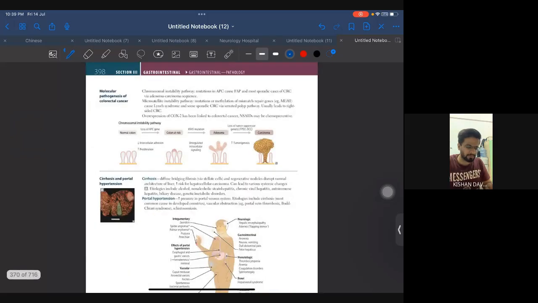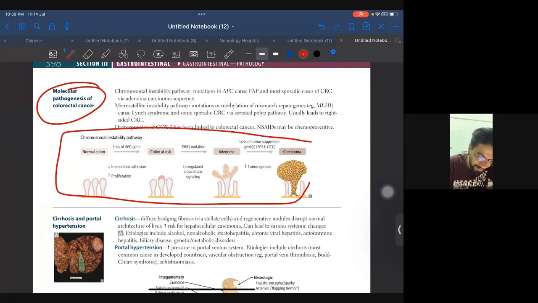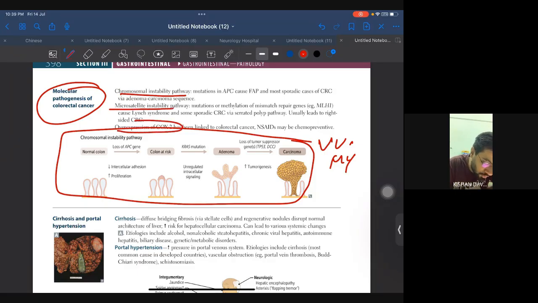Now coming to the last part of today's class, molecular pathogenesis of colorectal cancer. This diagram is very high yield. You must have seen many questions here. Let's see what they have given. First, chromosomal instability pathway, microsatellite instability pathway, and overexpression of COX2 is also linked. Mutations in APC cause FAP. In microsatellite instability, you go for Lynch syndrome, and in COX2, it can be anything.